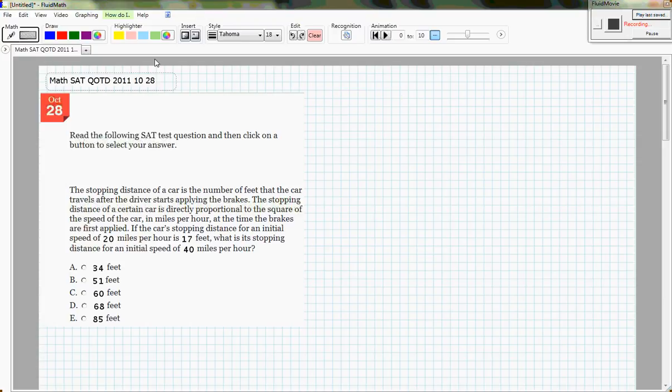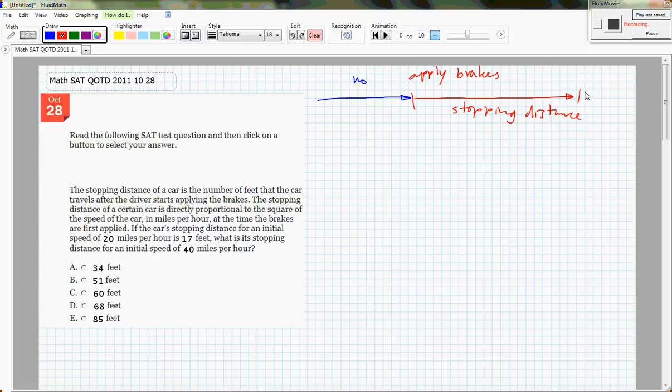The stopping distance of a car's driving along, apply brakes, car's driving along, no brakes, apply brakes here, this is the stopping distance. Car comes to a stop. Stop sign.